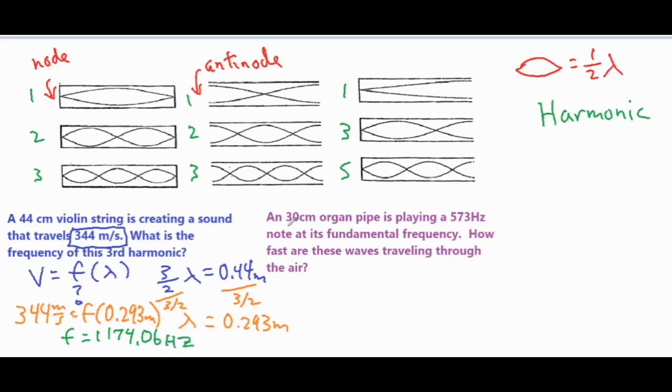Now for our second problem, we have a 30 centimeter organ pipe that's playing a 573 hertz note at its fundamental frequency. How fast are these waves traveling through the air? So the fundamental frequency is an additional term that you're going to want to know. The first harmonic for any of these tubes is also known as the fundamental frequency.